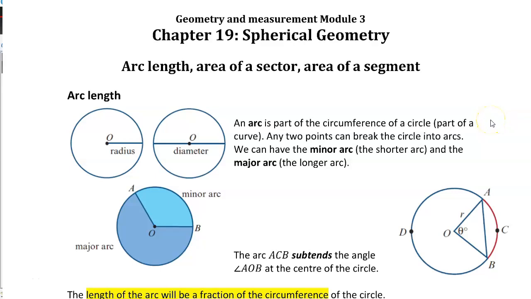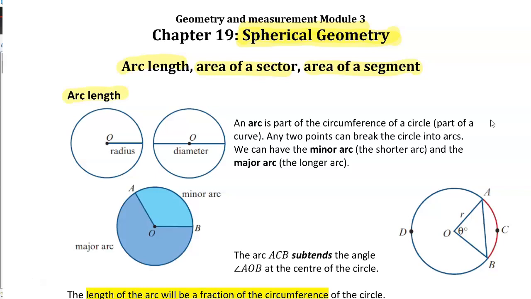So let's talk about spherical geometry. As it sounds like, we're doing the geometry that is in a sphere. Before we get to a sphere, which is that three-dimensional figure, we'll talk about circles a little bit, which is the two-dimensional version of that shape, with arc length, area of a sector, and area of a segment.